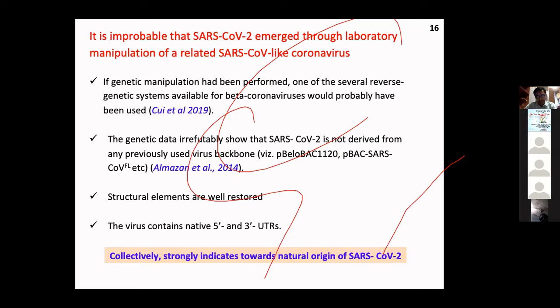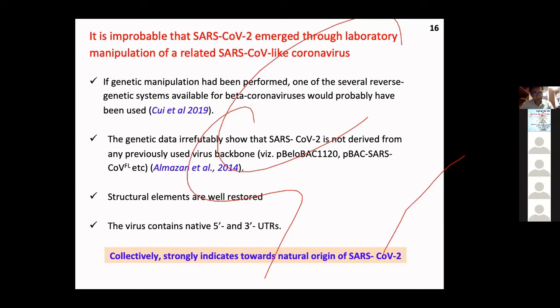So what virologists do is clone the sequence in bacterial artificial chromosomes like pBeloBAC11 or pBAC-SARS-CoV full length, etc. Although this is a bacterial expression system, right at the 5' end there is a CMV promoter, and right at the 3' end there is a BGH tail. Any sequences of those 5' and 3' ends are not there in the virus, and the structural elements of the virus are well restored.